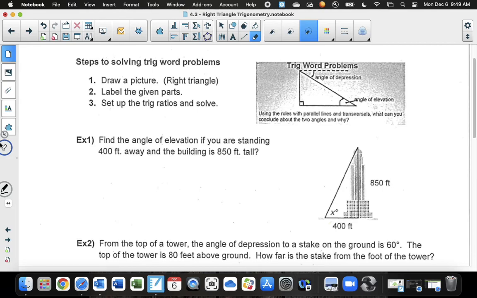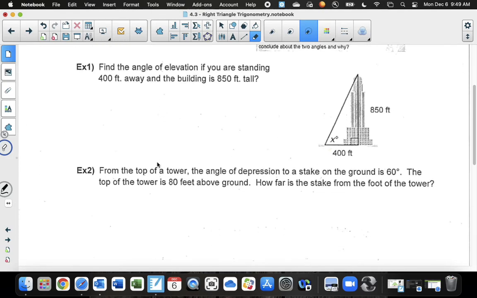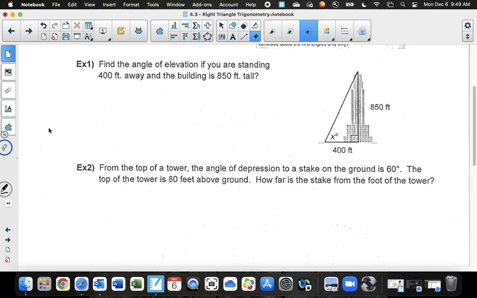All right. Let's go through and work through some of these. Number one, you have a picture, so we don't have to worry about drawing one. But I asked you to find the angle of elevation if you are 400 feet away from a building that is 850 feet tall.